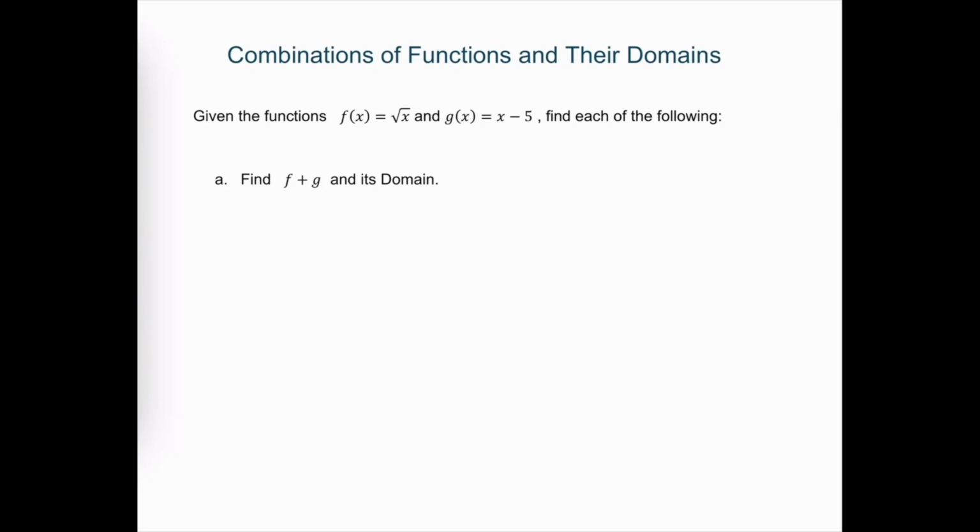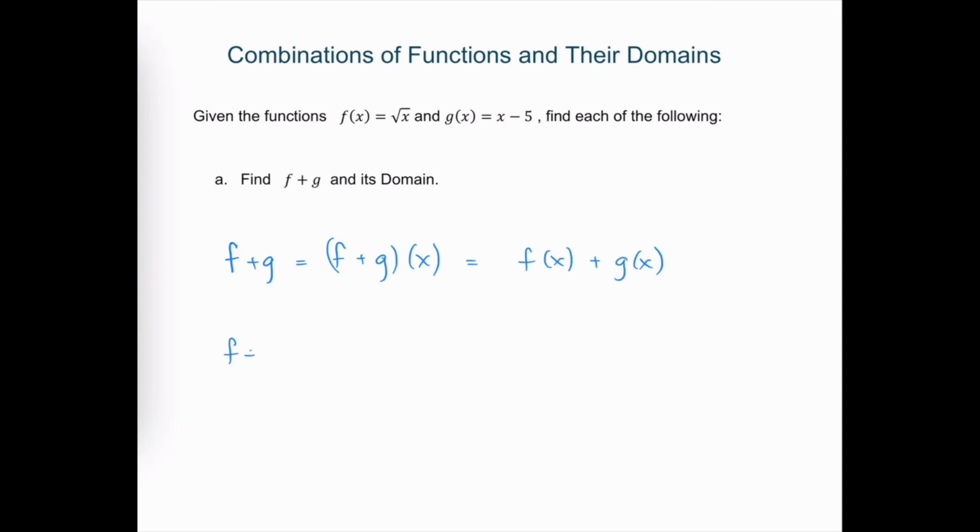Given the functions f of x is equal to the square root of x and g of x is equal to x minus 5, find each of the following. First, we're asked to find the f plus g function and then its domain. Let's recall that f plus g is shorthand for f plus g of x, which is shorthand for f of x plus g of x.